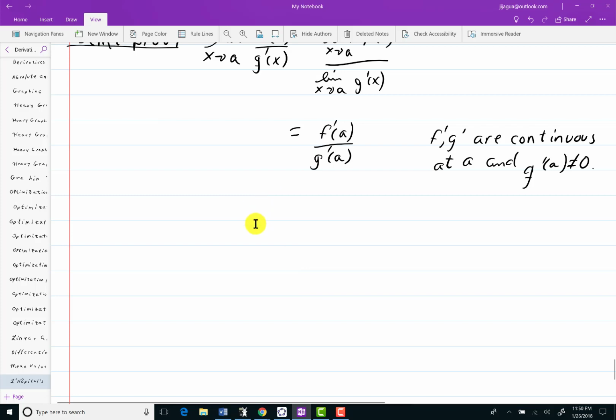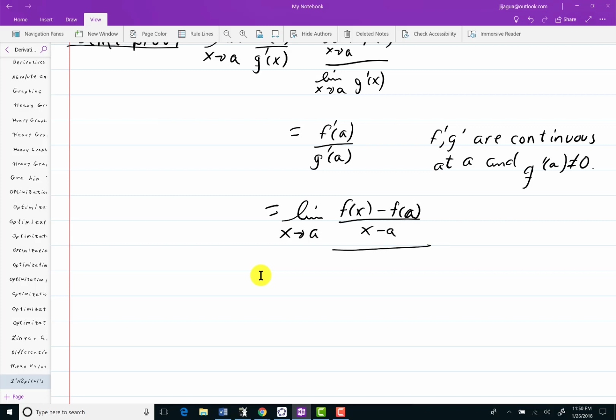Well, I'll go to the definitions for the derivative at a number, and I'll get the limit as x goes to a of f of x minus f of a all over x minus a, divided by, let me make this big, the limit as x goes to a of g of x minus g of a all over x minus a. These are from the definitions of the derivatives themselves. I'm just substituting those in.